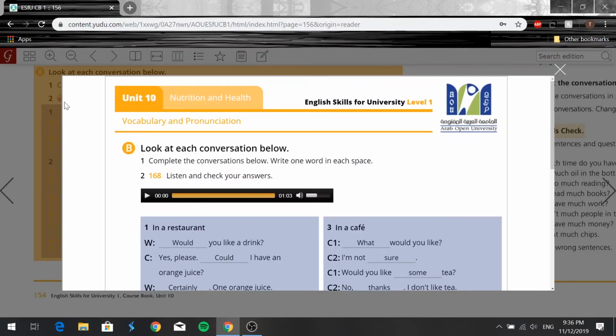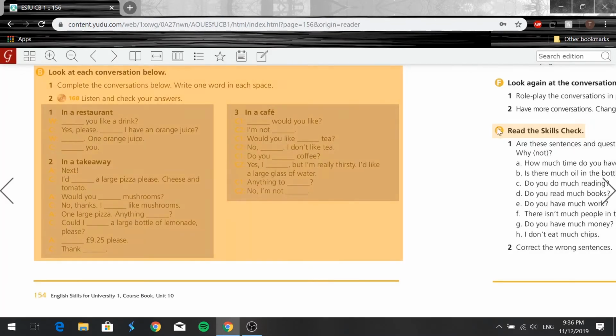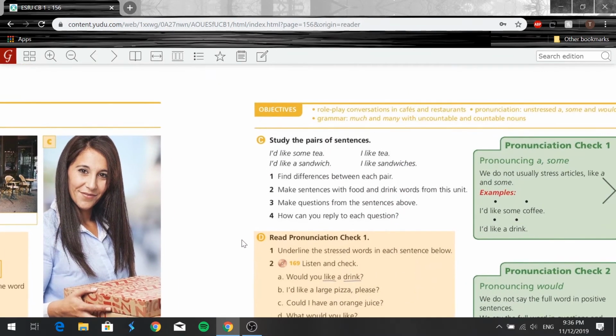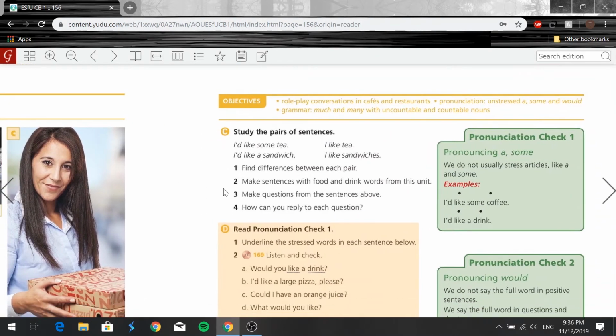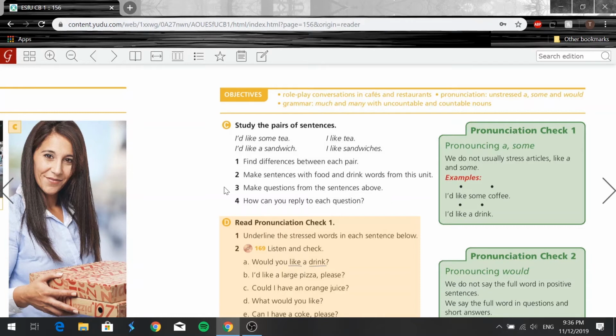Okay? So that was exercise B. Now let's move on to exercise C here. Study the pairs of sentences. Alright, so here we have I'd like some tea, right? I'd like a sandwich. I like tea, and I like sandwiches. Find differences between each pair. So what is the main difference between each pair of these sentences, you guys? So what's the difference if I say I'd like some tea as compared to I like tea?